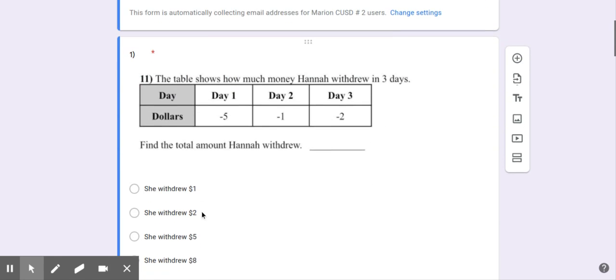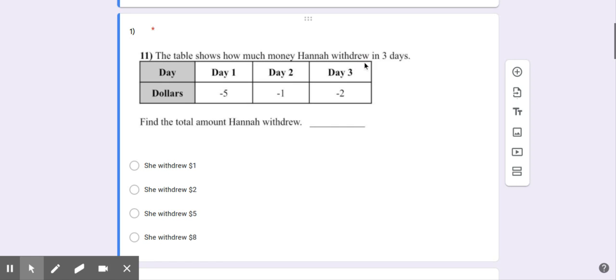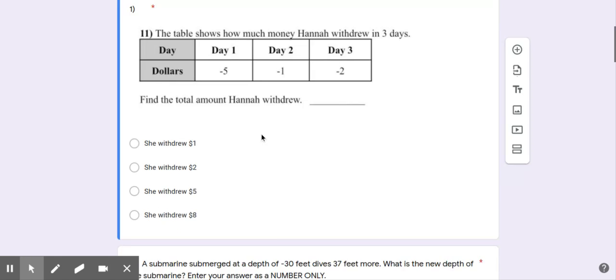Okay, in number 1 here, we have this table, and Hannah is withdrawing money. And if you withdraw money from an account, we represent that with a negative sign. If we deposit money into our account, that would be represented with a positive number, with a positive sign. And so on day 1, she withdraws this amount. Day 2, she withdraws this amount. Day 3, she withdraws this amount. And so we want to know how many total dollars did she withdraw from the account.